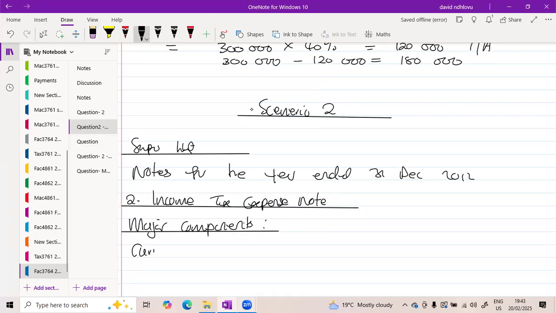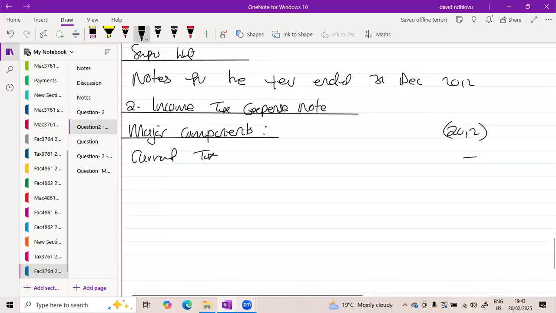Right, we have our current tax. All our expenses don't have current tax. We have a tax loss. Then we'll deal with deferred tax.